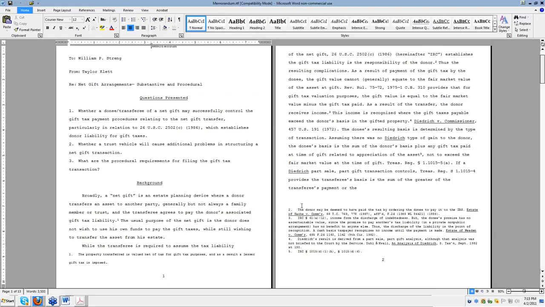Okay, what does it say? Keep reading. While the transferee is required to assume the tax liability, next page. Can you see it? Not move it up. We need to have the next page. Oh, over there, move it over.